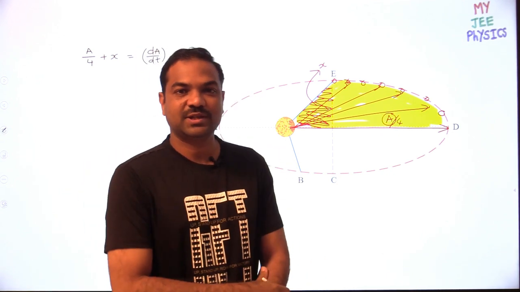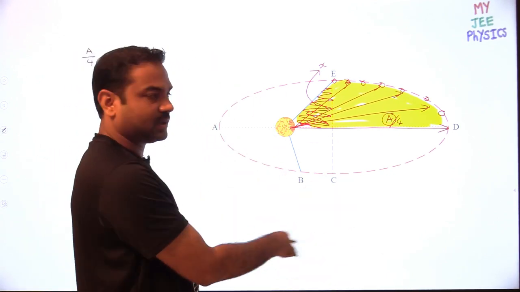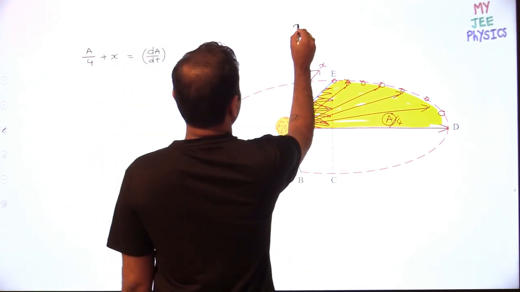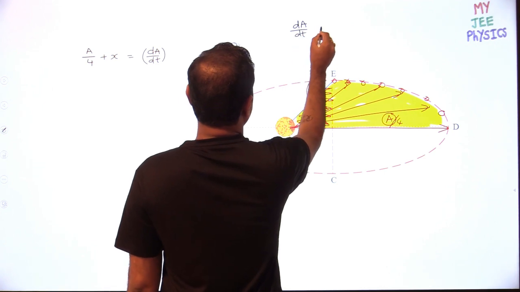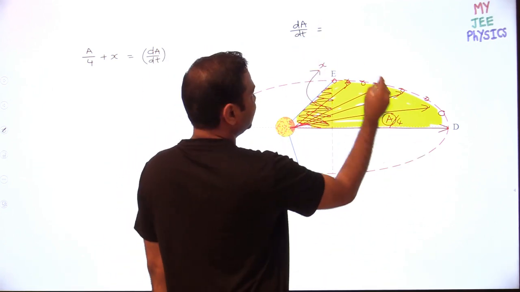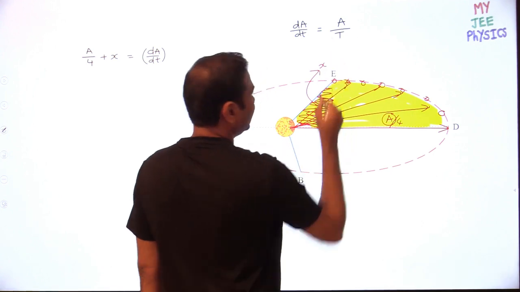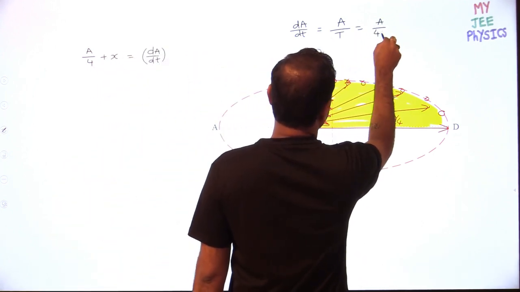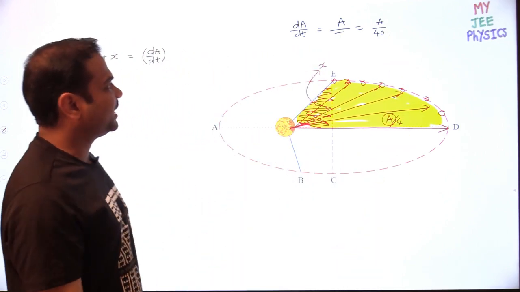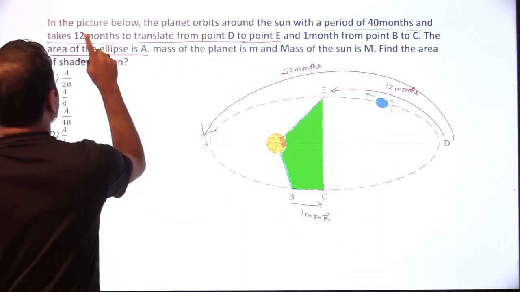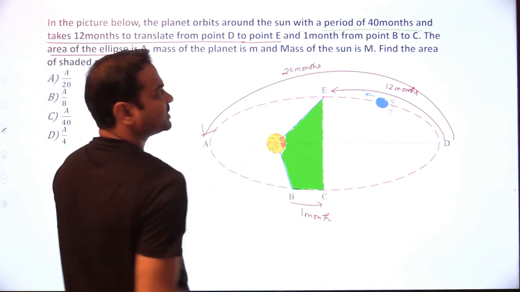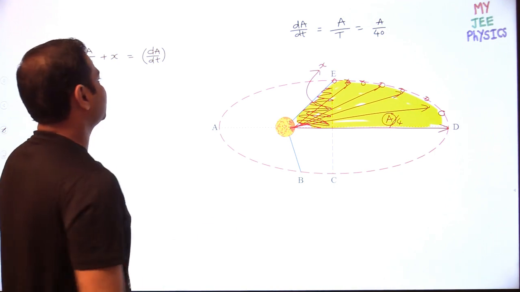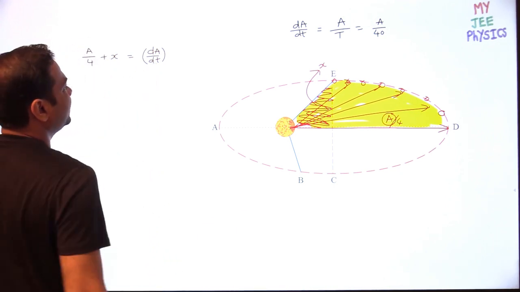What is areal velocity? It means the area swept by the radius vector per unit time. That's called areal velocity. Usually we can write areal velocity dA by dt is equal to total area swept A in the time period T. So you can write simply A by T, which is A by 40. Everything is in months only: 40 months, 12 months and 1 month are given. So I am taking A by 40 directly. That is the areal velocity dA by dt.